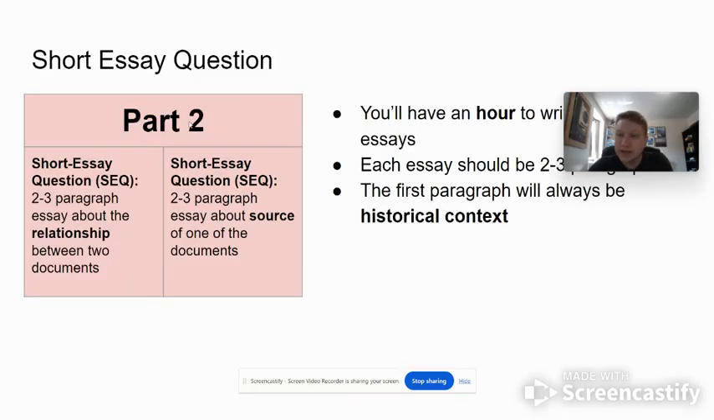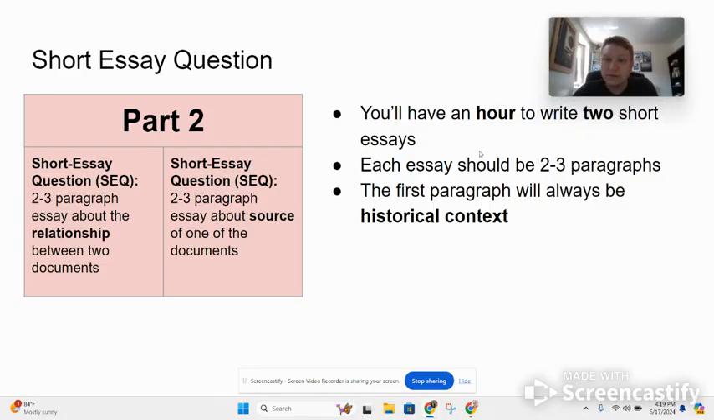So, short essay question 1 has you define a relationship between 2 different documents. In total, it should take you about half an hour to do this one essay, so it's not very long. It only needs to be 2 to 3 paragraphs. You can probably get it done in 2. And the first paragraph is going to be historical context. That's actually true of both of the short essay questions.